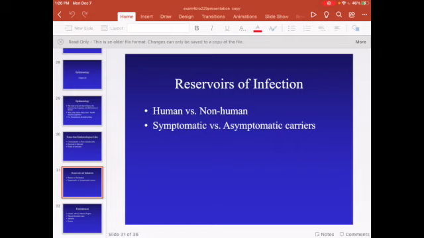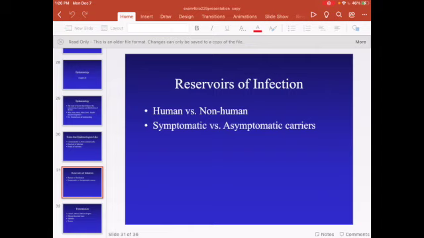All right. So we already talked about reservoirs of infection, human versus non-human. Now, symptomatic and asymptomatic carriers. We've been talking about this a lot with coronavirus. You probably read a bunch of this stuff or heard about it outside of the classroom. But with a carrier who has symptoms, we know to avoid them, right? You get symptoms of coronavirus, you're going to know to quarantine yourself.